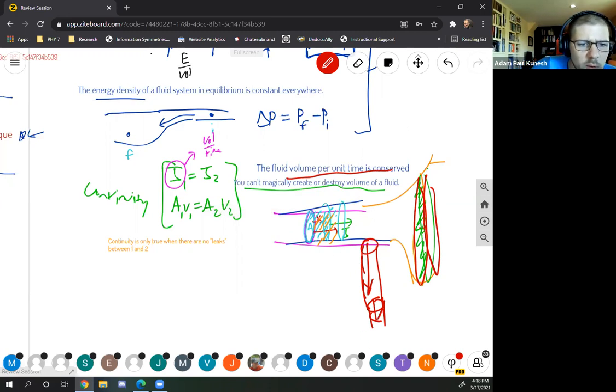So if you ask, continuity only works for steady state systems, right? There's a more generalized sense of continuity that works for non-steady state systems, but this exact expression only works for steady state systems. That's right. Yep. Thanks, Sophia.